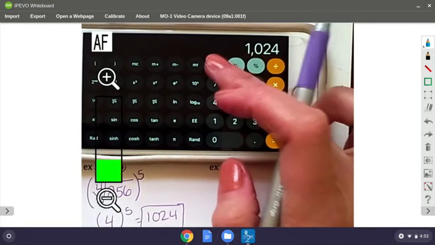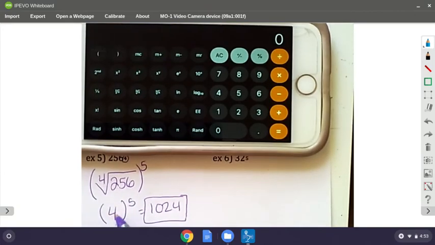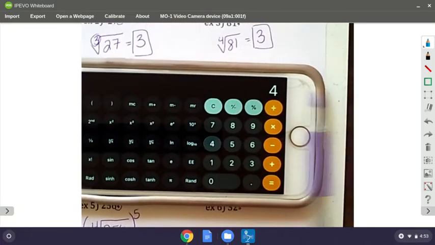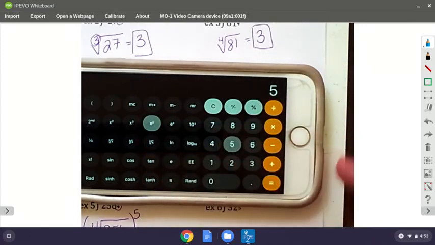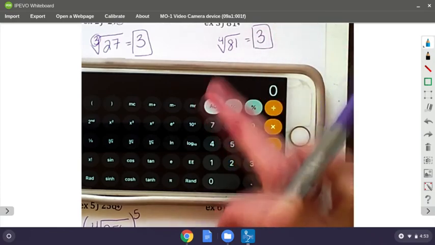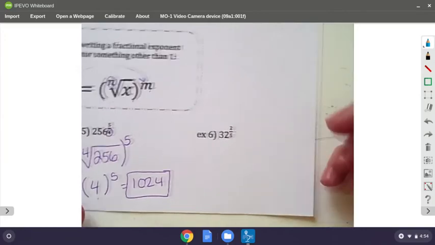So again, let me zoom in a little bit. I'll show you that last part one more time. So once I got that the 4th root of 256 was 4, I'm doing 4 to the 5th power. So 4, and then this x to the y button, and then 5 equals 1024. Feel free to let me know if you have questions, if you have a different calculator.